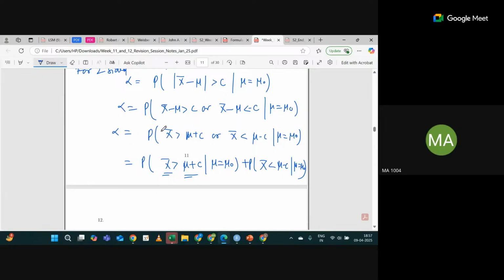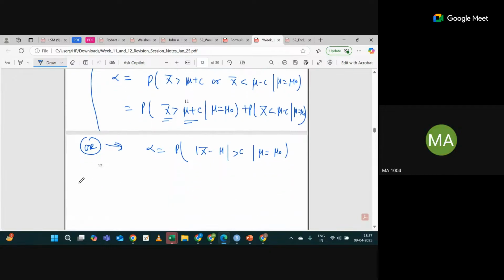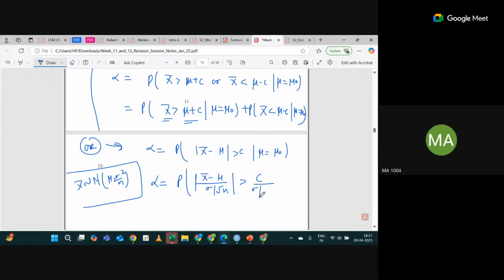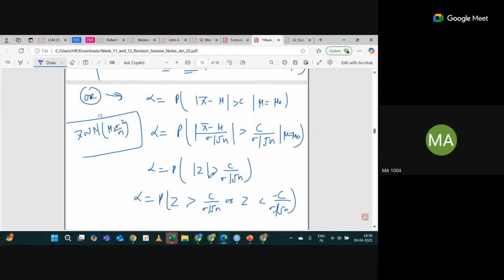You can do it here, or else directly. Alpha is equal to the probability that x bar minus mu is greater than c, given mu equals mu naught. We have to convert to standard normal form. Suppose this is normal with mu comma sigma squared by n. We subtract the mean and divide by the standard deviation, but here it is already subtracted by the mean, so we just divide by sigma by root n. This will be z greater than c divided by sigma by root n, given mu equals mu naught. And this will be z greater than c by sigma by root n, or z less than minus c by sigma by root n. You can do it this way also.